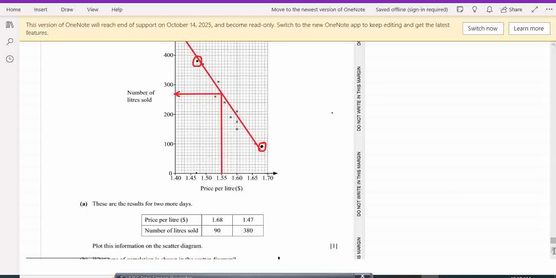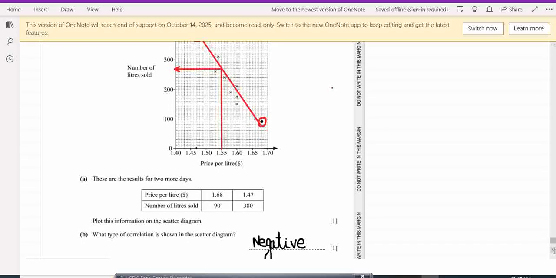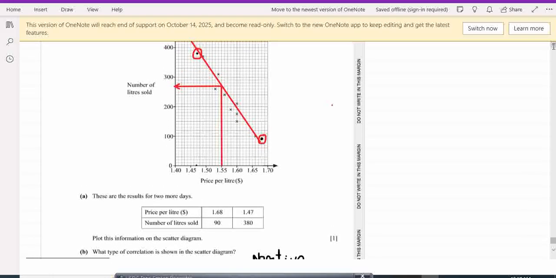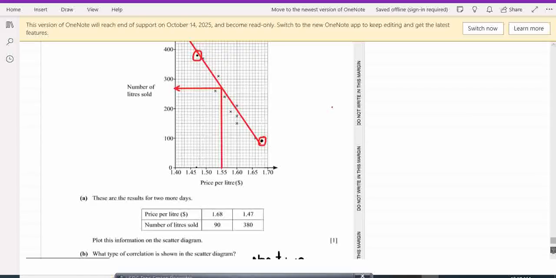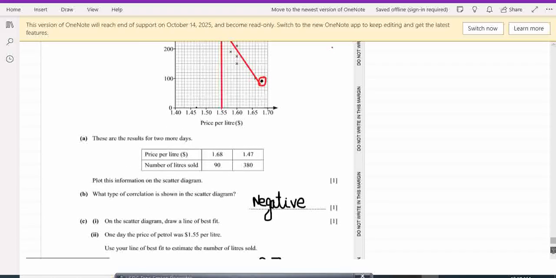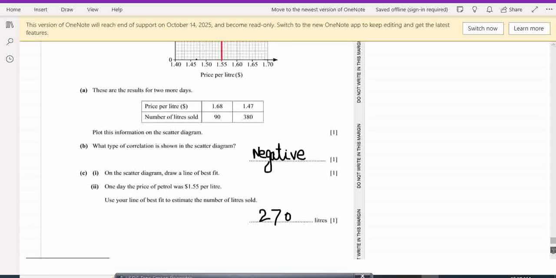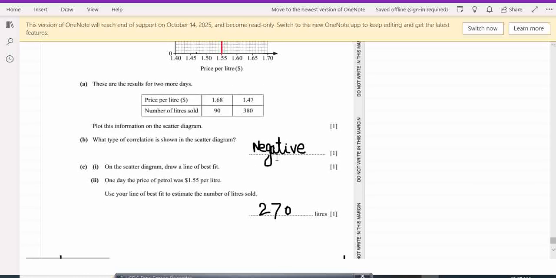I draw it here. And the correlation: because the line slopes downward, it has a negative gradient, so there is a negative correlation between the variables. On the scatter diagram, one day the price of petrol was 1.55. From the line of best fit, you estimate the number of liters sold. Look here, it is a very easy question.